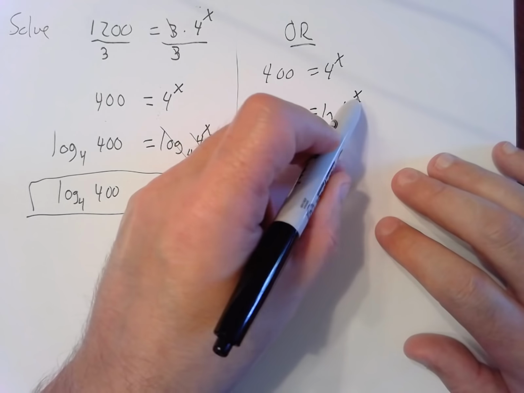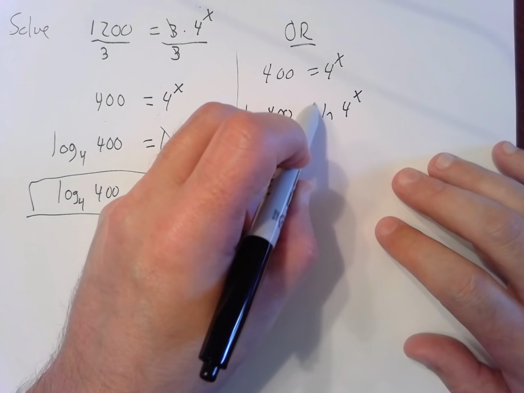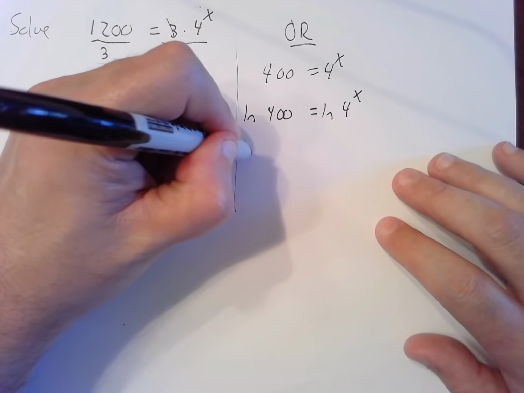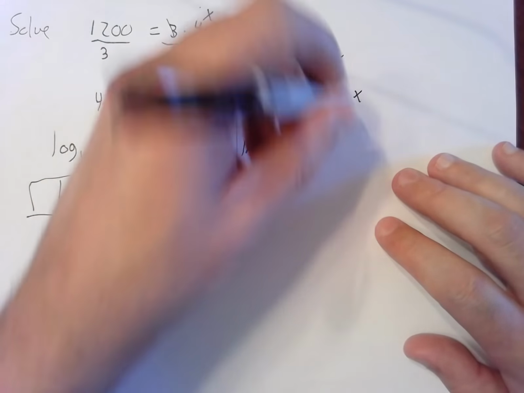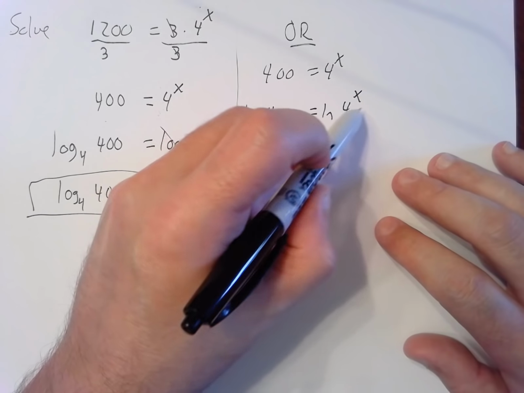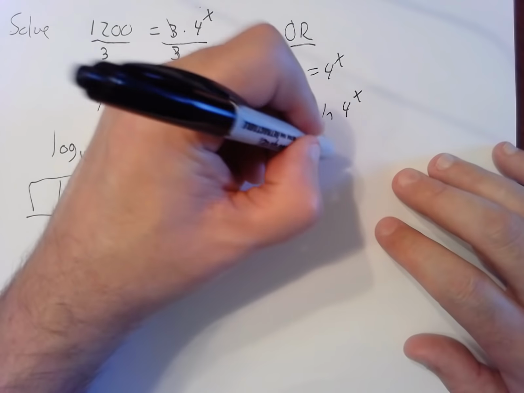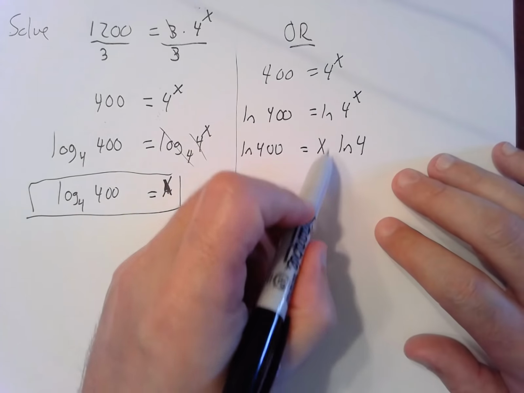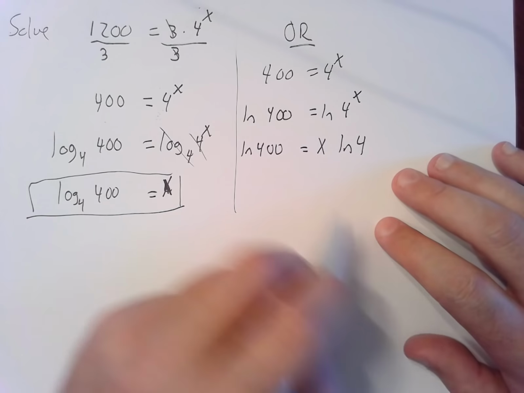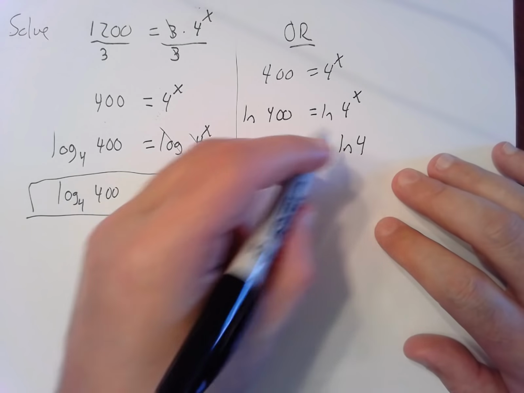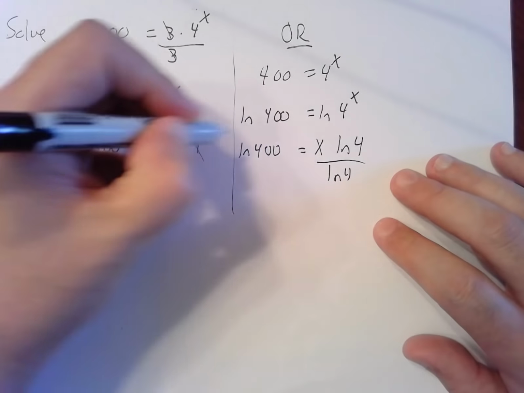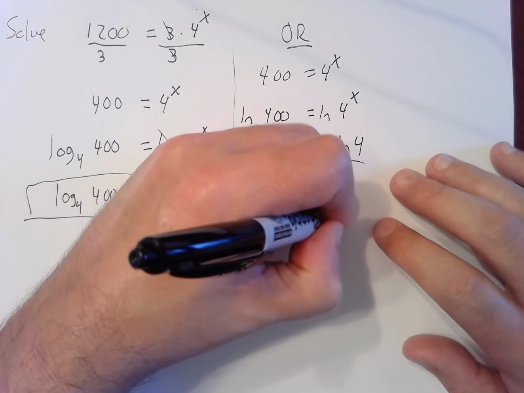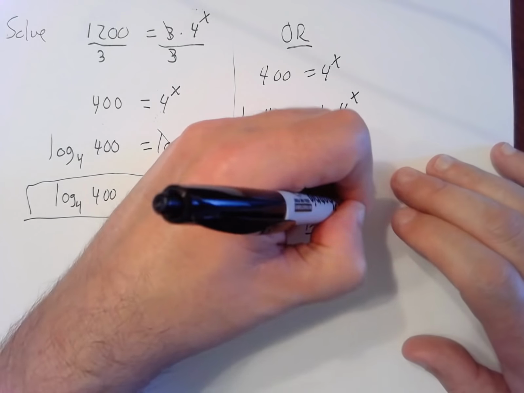Over here, natural log and 4 to the x, those are not inverses. This guy has a base of e. This is a base of 4. But what I can do, rules of exponents, rules of logs, say I can pull this exponent down to ground level. So now I have x times ln of 4. To get rid of that ln of 4, I can just divide it out. And I get x equals ln of 400 divided by ln of 4.